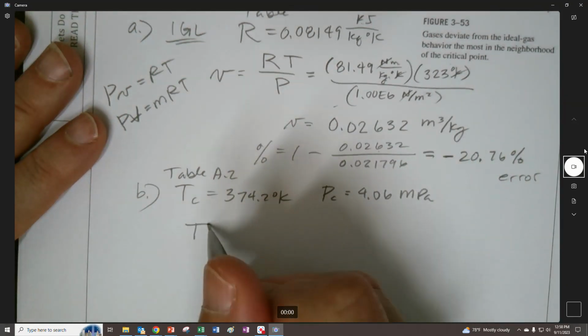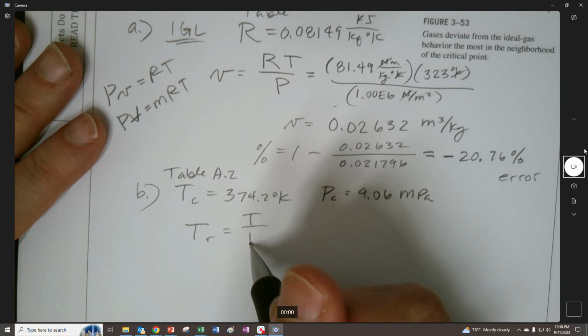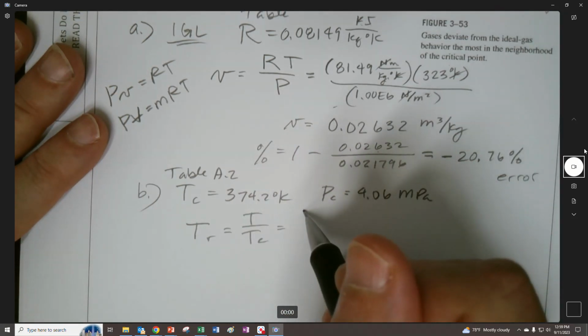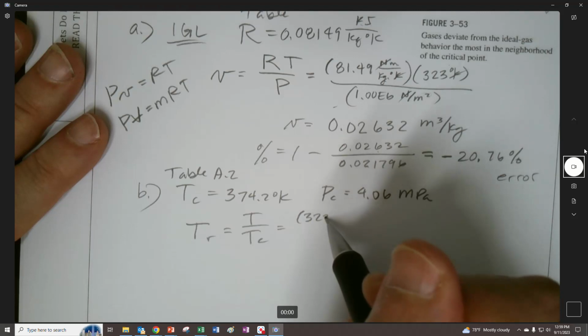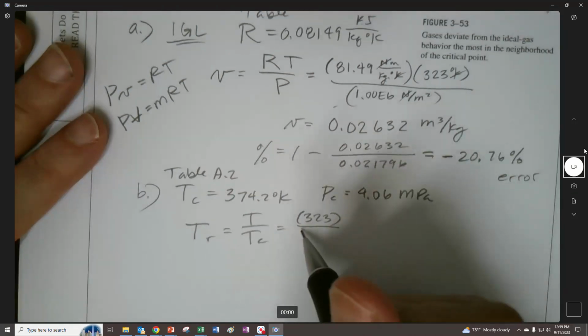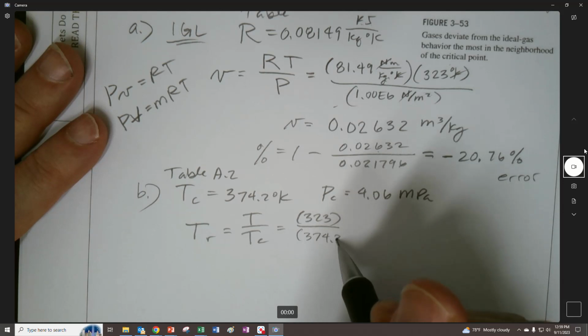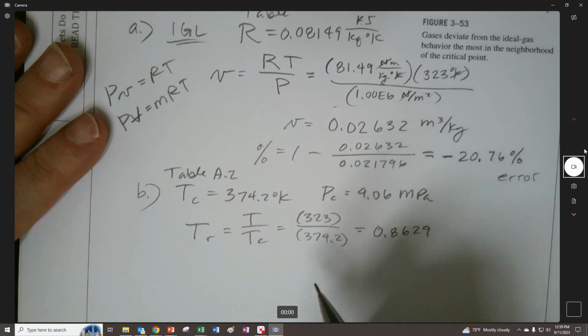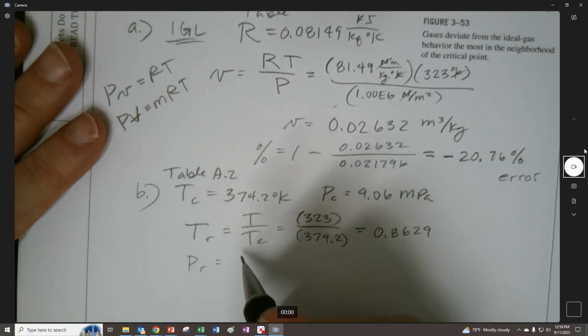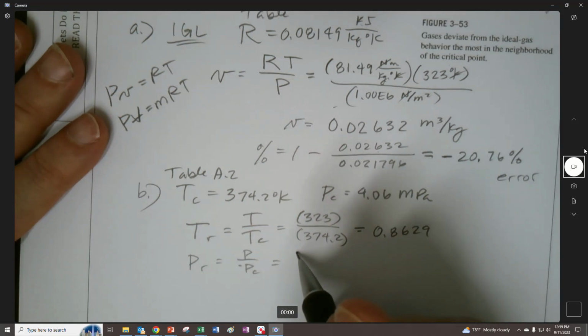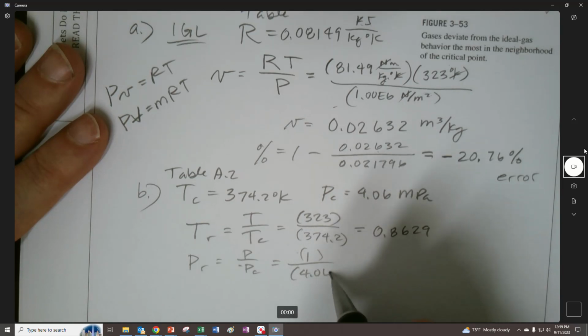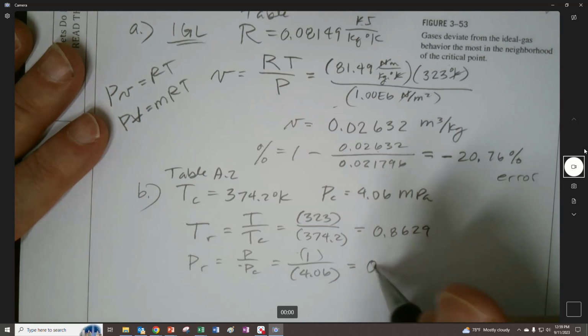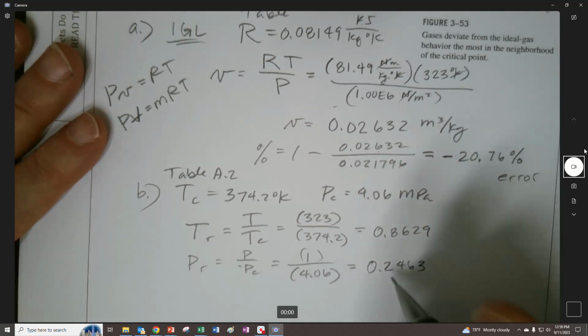So the reduced temperature is going to be 323 divided by 374.2, or 0.8629, and the reduced pressure is going to be 1 divided by 4.06, or 0.2463, might as well be 0.25.